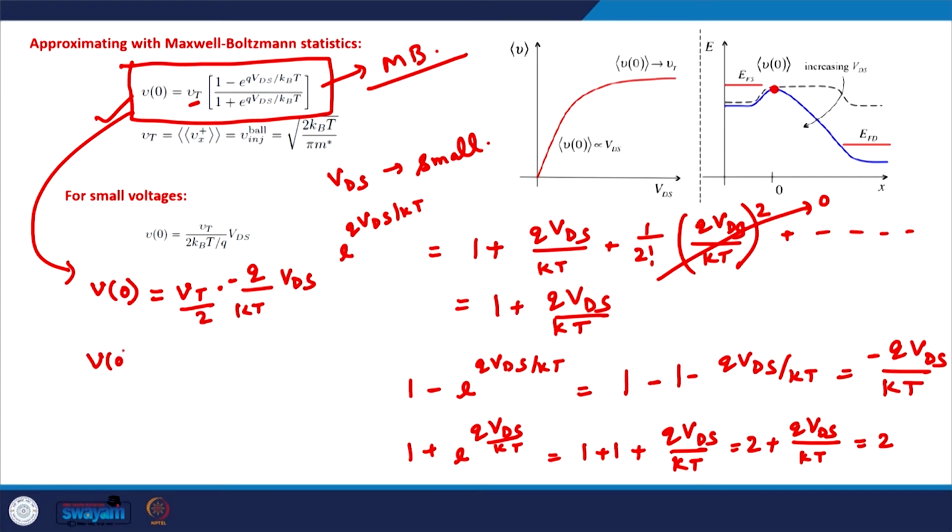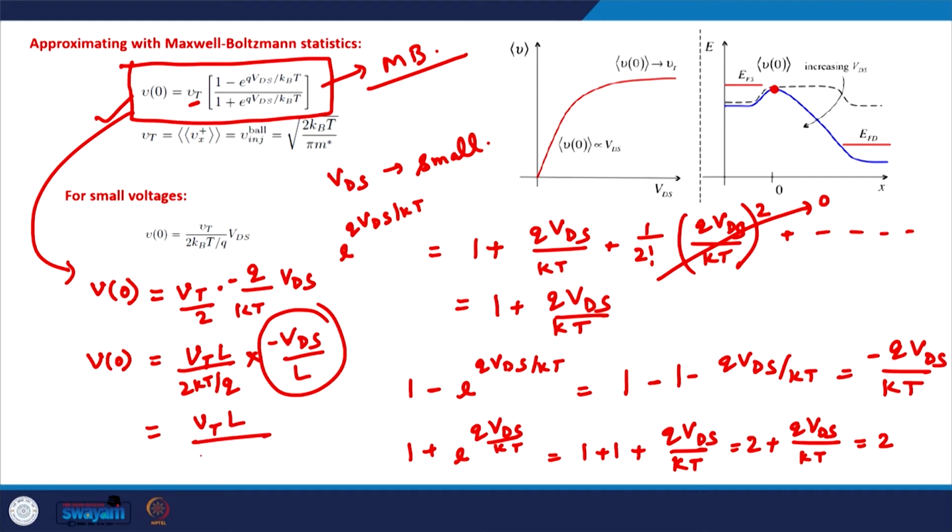So this velocity is actually Vt times 2 KT by Q times minus VDS here. Okay. So if we multiply and divide by length here, this becomes the electric field in the device. So it is VTL divided by 2 KT by Q times the electric field.